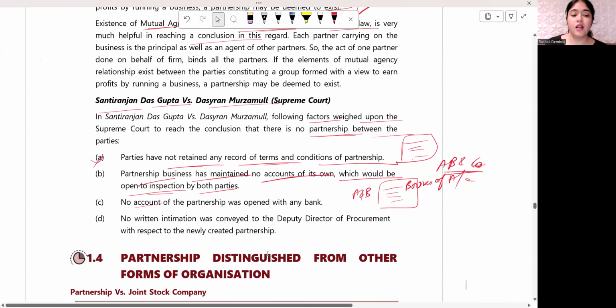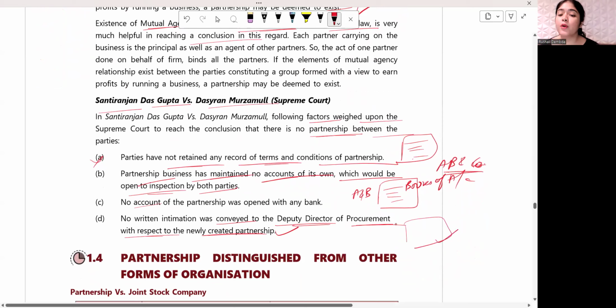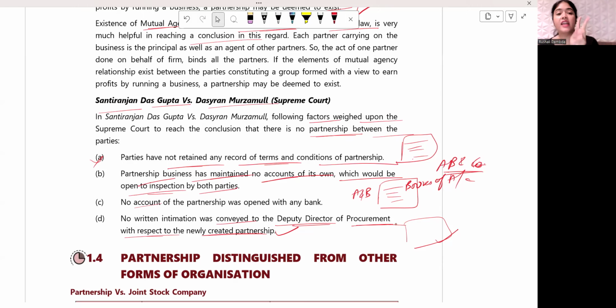No written intimation was conveyed to the Deputy Director of Procurement with respect to the newly created partnership. So if you are newly creating a partnership, you have to file the partnership deed with the Deputy Director of Procurement. You have to file it online with the Deputy Director of Procurement. You have to give them a written intimation that we are starting a partnership firm. Okay, are these 3 points clear? Agency, your agreement, and sharing of the profits. These are the 3 points which will help you to truly test the partnership business.